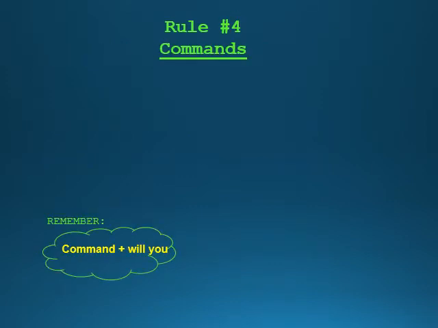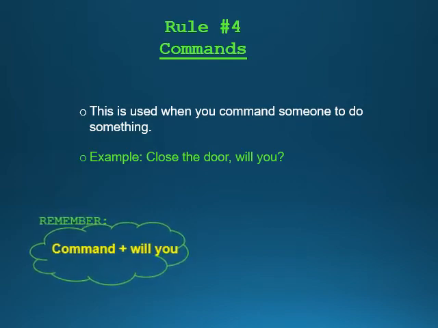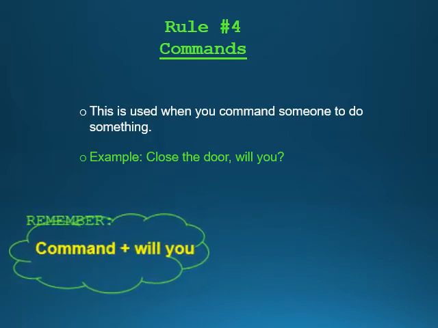Rule number 4, commands. This is used when you command someone to do something. For example, close the door, will you? So if you ask for help from someone, you say, for example, give me your pen, will you? So remember, for commands, we use will you for question tags.